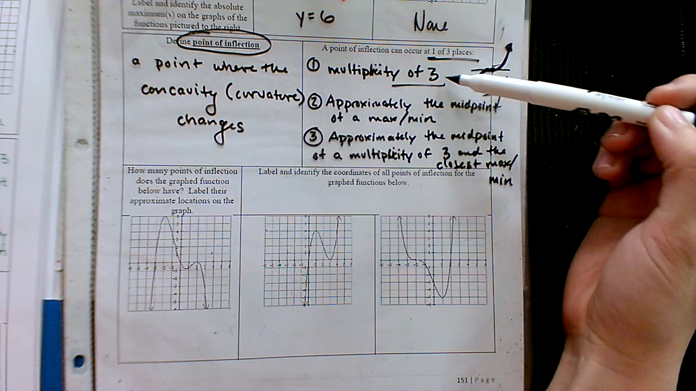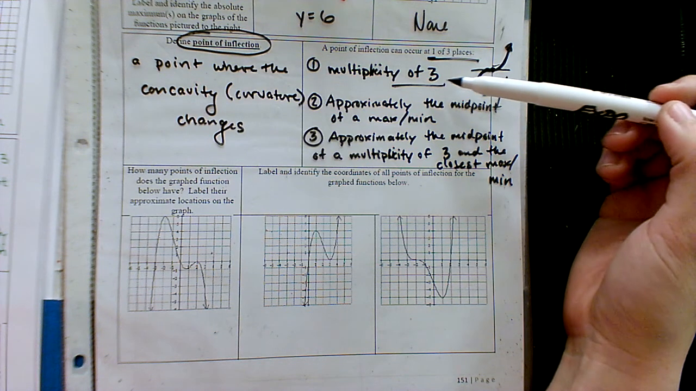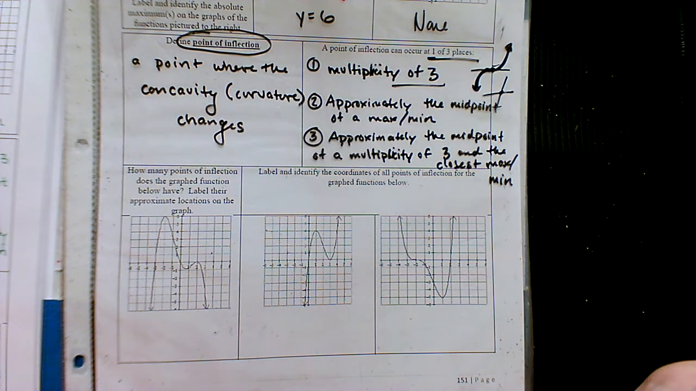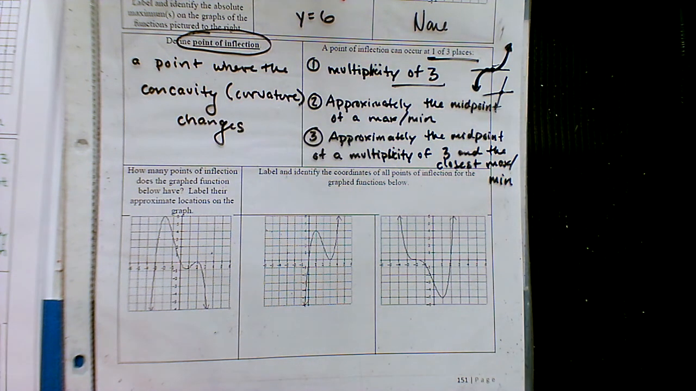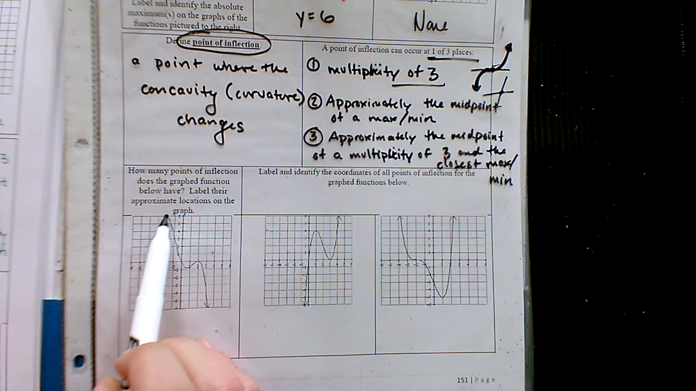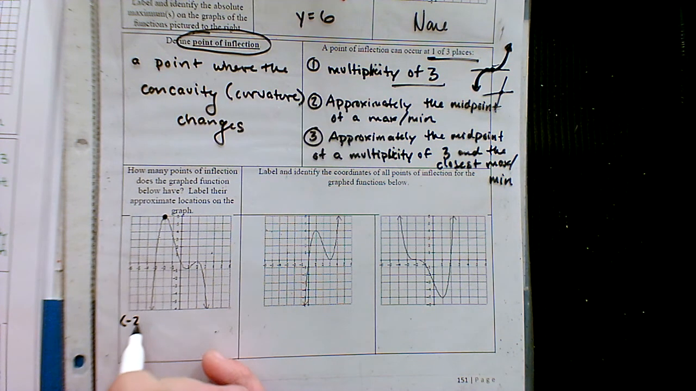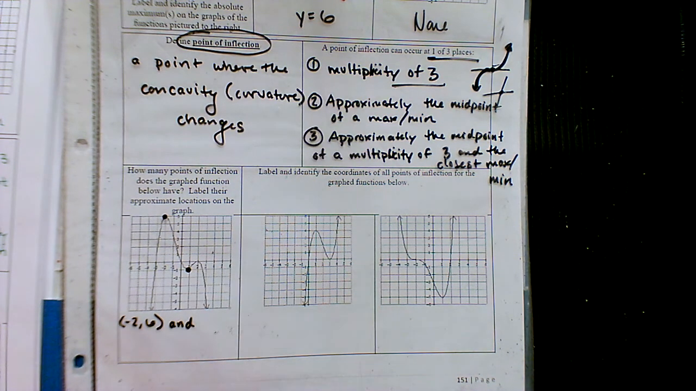Based off this graph, do you have a multiplicity of 3 anywhere? Doesn't look like it, okay? So we can rule off that first option. The second one, do we have any maxes or mins on this graph? Any high points or low points? Definitely, okay? So maybe we can figure out the middle of those points. So here's a relative maximum. We'll label the point -2, 6. And right after that maximum, we have a relative minimum. We'll say that's roughly 1, -1.